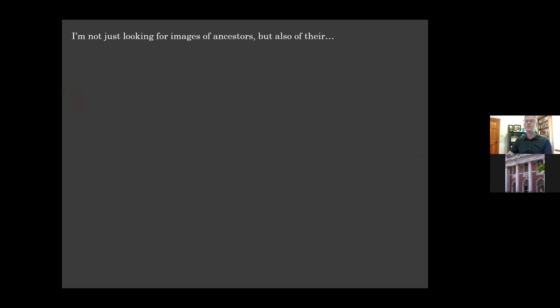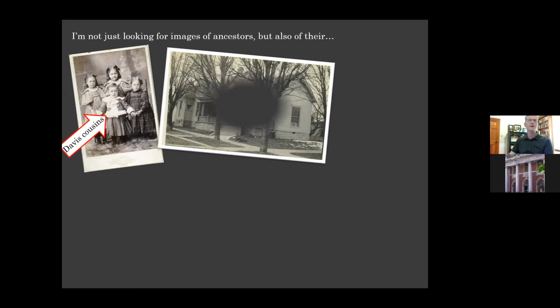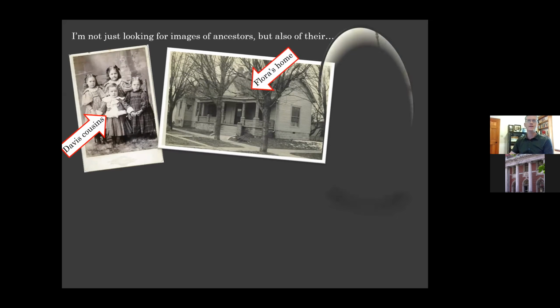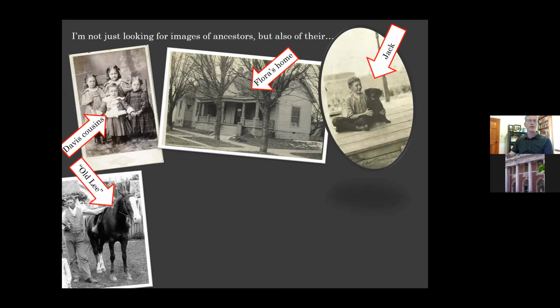And so some other types of photos, my presentation is about finding images of ancestors, but of course, I also want to find photos of collateral relatives. And that's an example of one that I have. If I can get a photo of their home, that's fantastic. Pets, that's my grandfather with his dog. I even have one where they labeled who the horse was. So that was Old Lee, and that belonged to my third great grandmother.